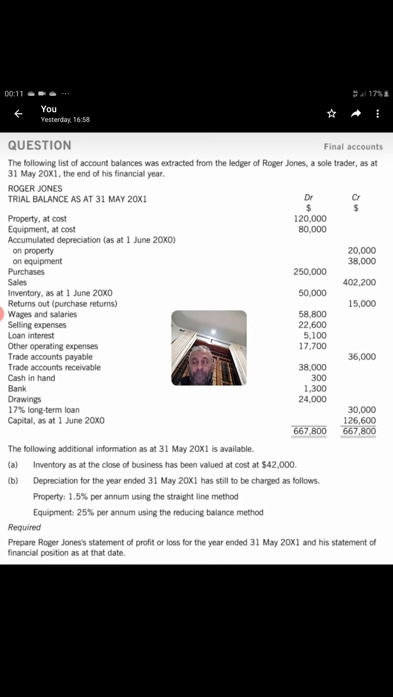Inventory as at the close of the business has been valued at cost at 42,000. Depreciation for the year ended 31st May 20X1 has still to be charged as follows. Property 1.5% per annum using the straight line method. Equipment 25% per annum using the reducing balance method. Required: prepare Roger Jones' statement of profit and loss for the year ended 31st May 20X1 and his statement of financial position as at that date. Let's try this question.